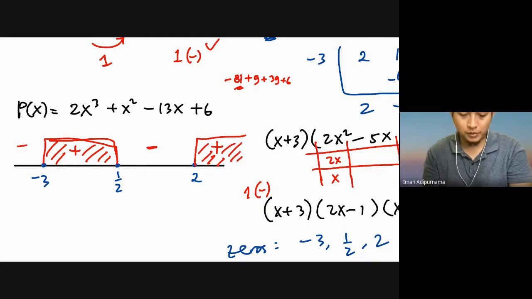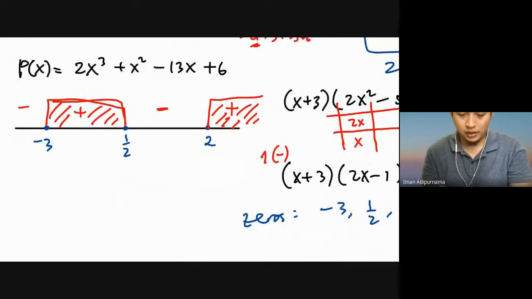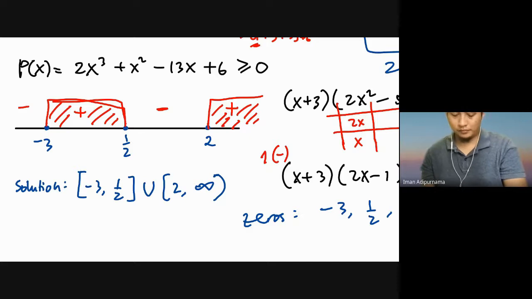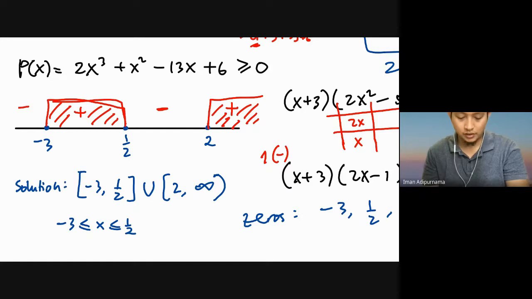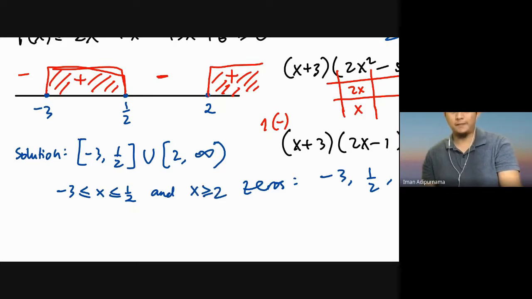Sorry for the previous one. I'm using the wrong equations. This is P of -x. So we need to find where P(x) is greater than or equal to 0. Okay, so the solution, we can write this and this. Or if you want to write in terms of this, also correct. That's also correct.